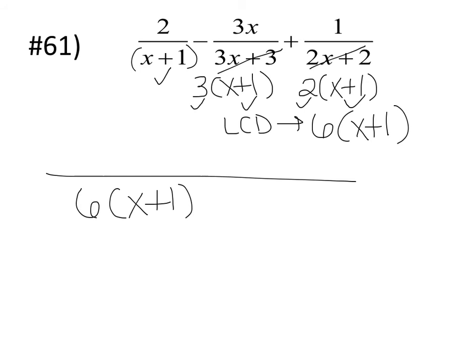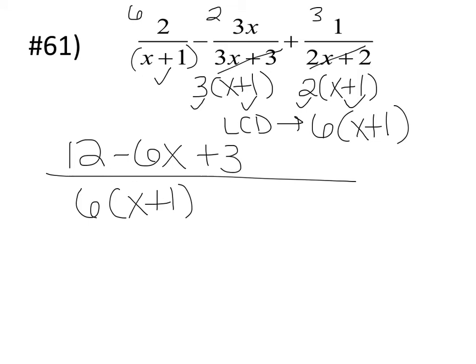Okay, so what is this missing? This is missing the 6. What is this missing? This is missing a 2 because we have a 3, but 3 times what gives me 6? So it needs a 2. And then here, this is 2 times x plus 1. You want 6 times x plus 1, so this needs a 3. So you do 3. So 6 times 2 is 12, minus 2 times 3x is 6x, plus 3 times 1 is 3.